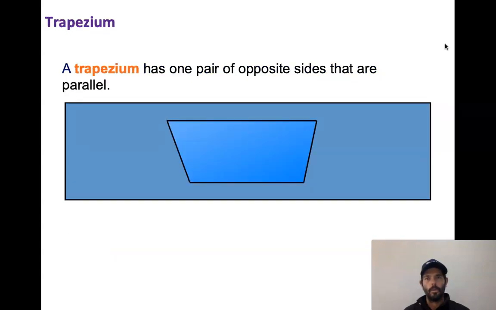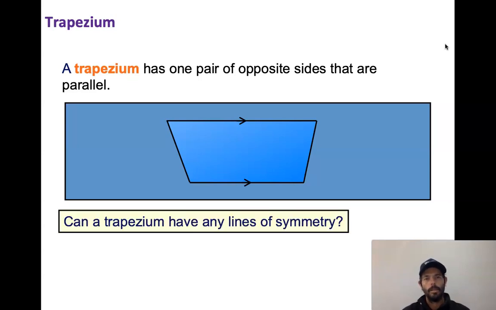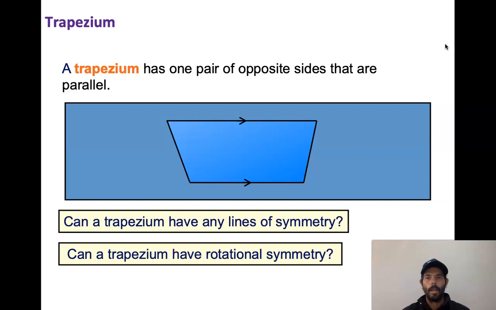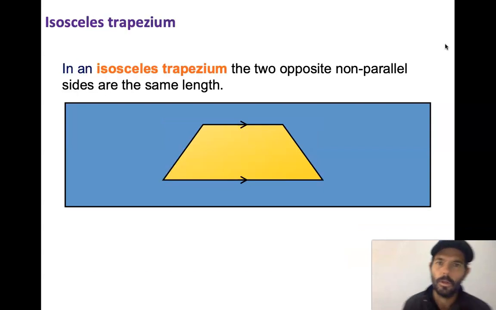Right, the trapezium. The trapezium has only got one pair of opposite sides that are parallel, indicated with the arrowheads. Sorry, and there are some questions for you. Can a trapezium have any lines of symmetry, and can it have rotational symmetry? So let's have a look.